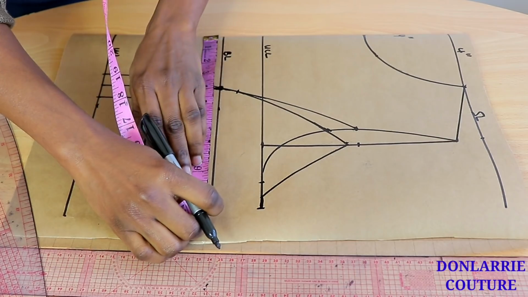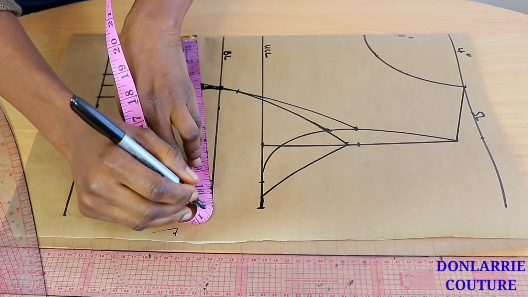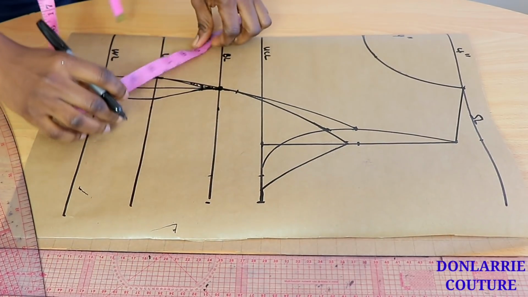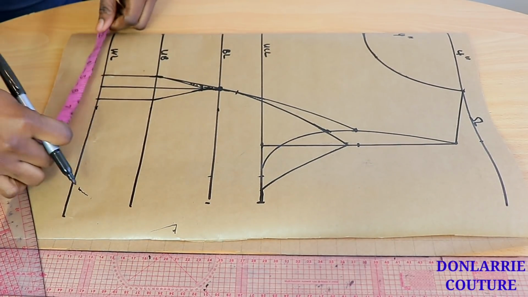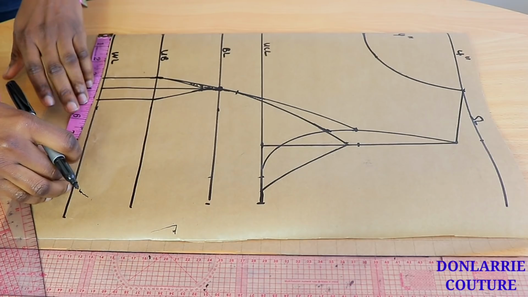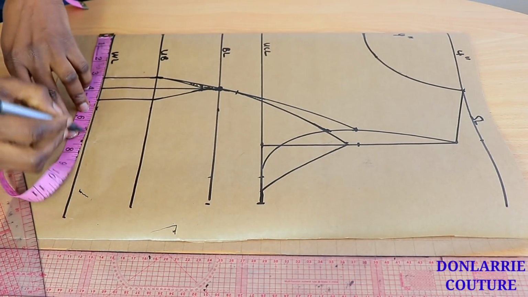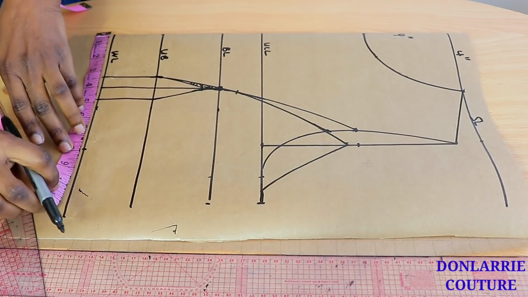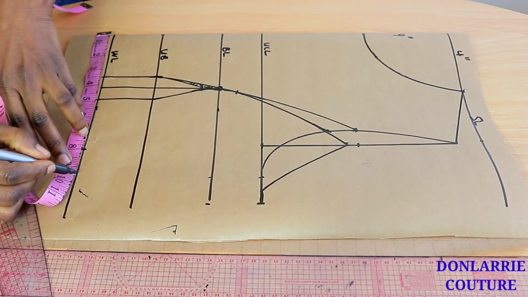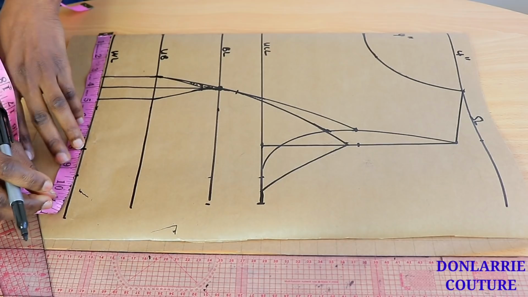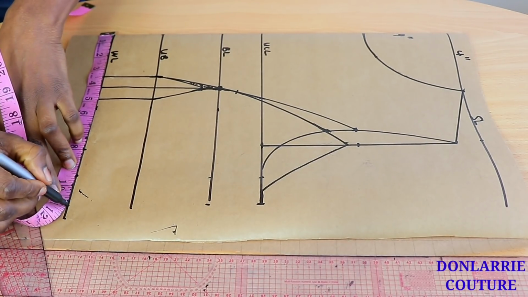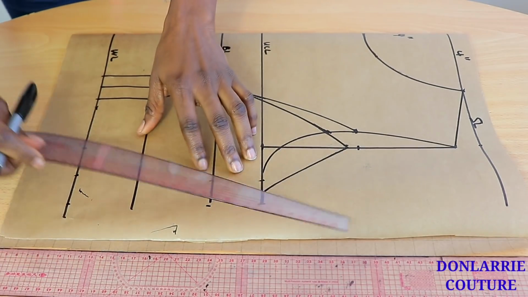Then you mark the same thing on your bust line. You divide your bust measurement by 4, add your seam allowance. So I'm adding 1.5 inch seam allowance, and then you come to your waistline, divide your waist measurement by 4. Then you add your dart allowance. So I'm adding 1.5 inch dart allowance and 1.5 inch seam allowance. Then you create the side seam.